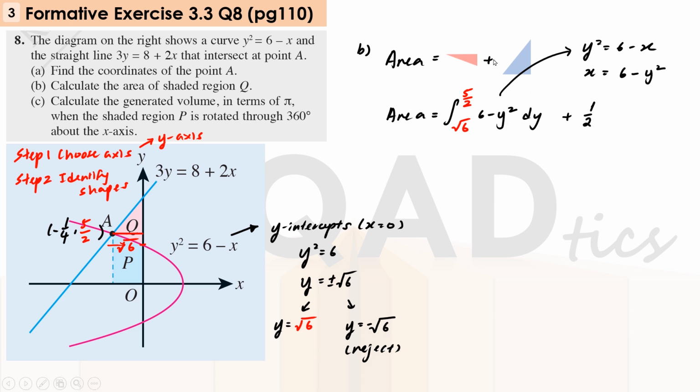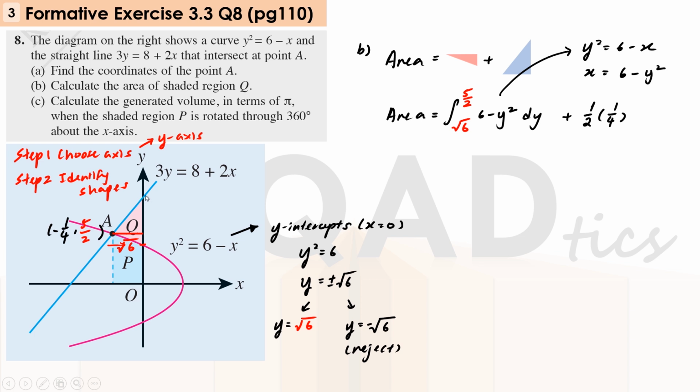And then for area of triangle, it's 1/2 times base. The base is this part, and we know the coordinate here is -1/4, so the length is 1/4. And this part is the length of the height, so here it's 5/2, but this part we don't know, right? This part we don't know.